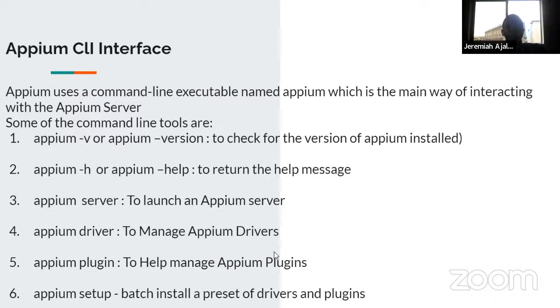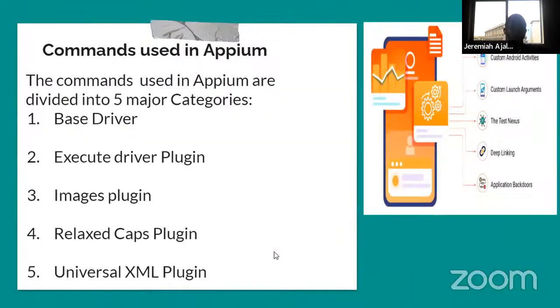Then we have the APM server, which is like the server where you run your automation, like a virtual server. So if you want to test it out, like an emulator, that's what you are doing. Then drivers, to manage your APM drivers for different platforms like iOS, Android, and all that. And plugins, to manage your plugins, and the APM setup batches yourself a preset of drivers and plugins. Okay, so these are some of the commands.